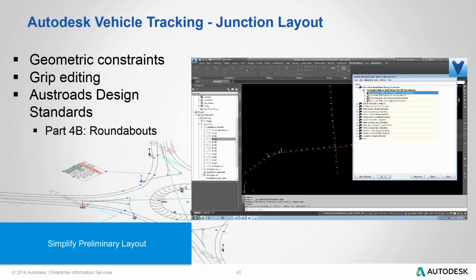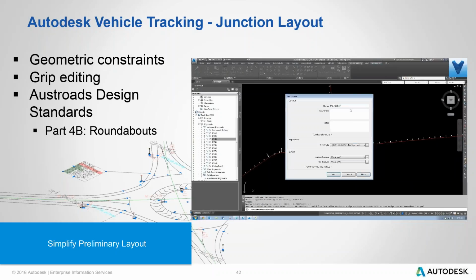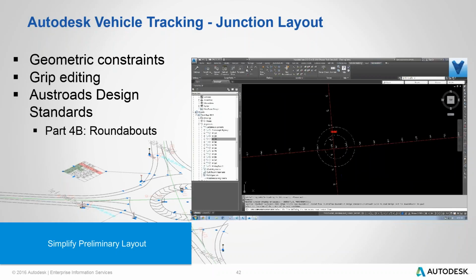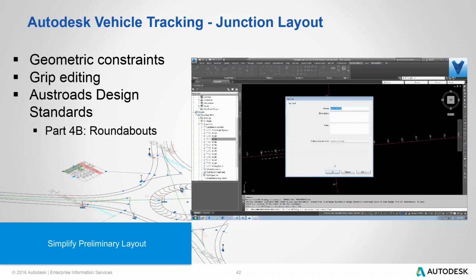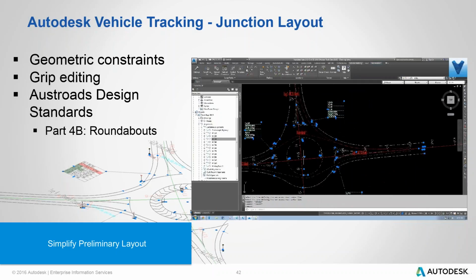Now let's look at some analysis tools. Autodesk Vehicle Tracking has powerful features to simplify preliminary layouts of roundabout geometry. The rapid editing ability of the single geometrically constrained roundabout object makes it viable to explore multiple design solutions.